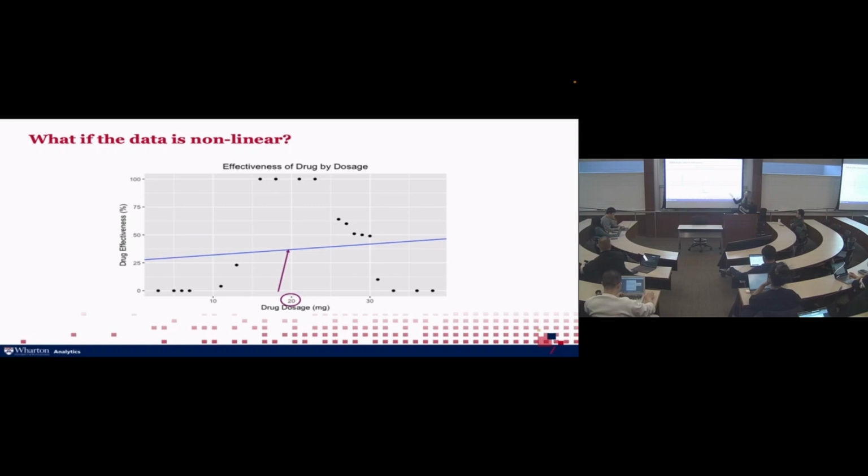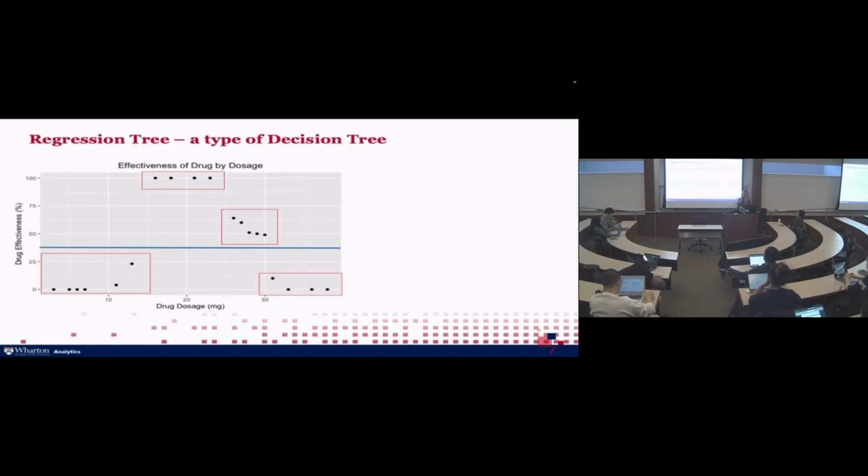Looking at the pattern of this data, we know that's incorrect, because right here around 20 milligrams the effectiveness is 100%. That's a huge inaccuracy to report to someone, saying a 30% chance of effectiveness when actually it's 100%. And so we have to accommodate for this difference in the way that we're interpreting this data.